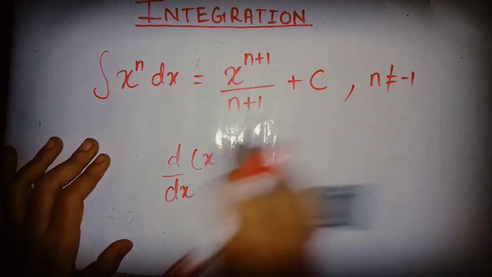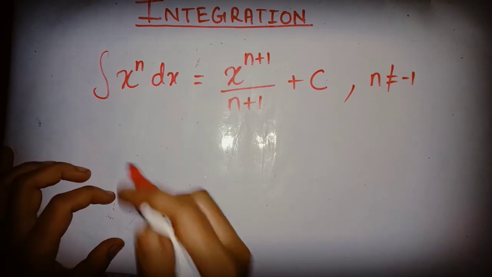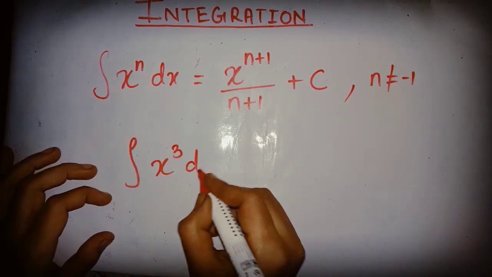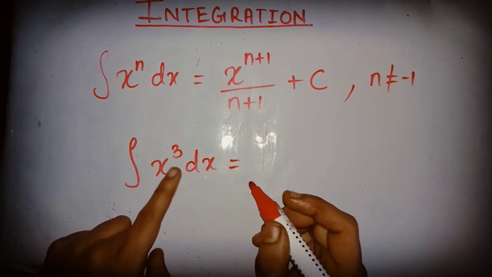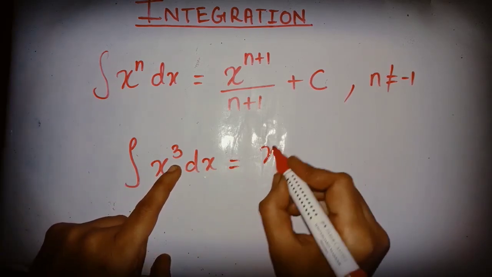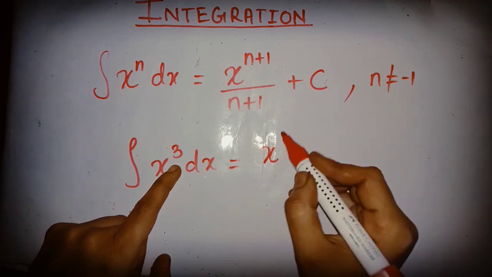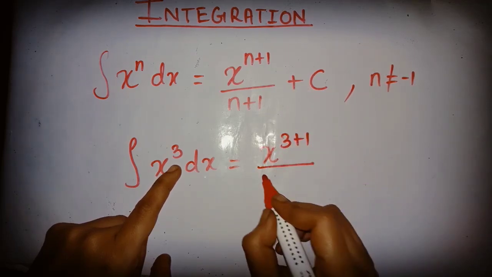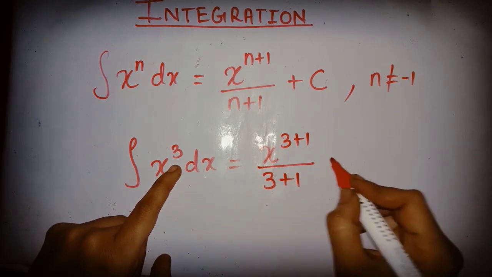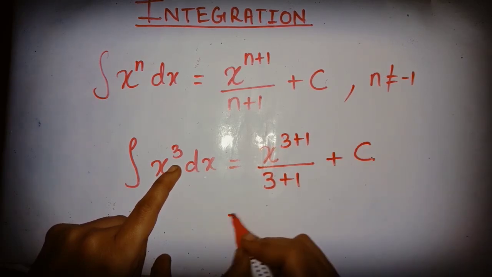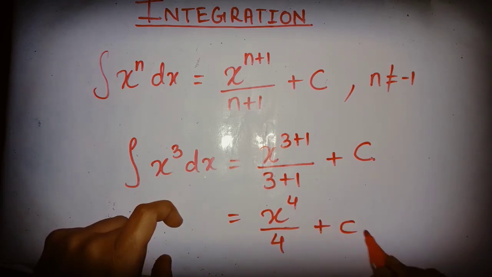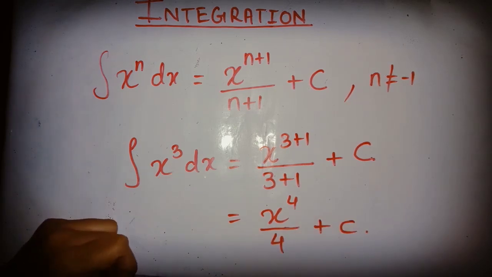So now let's take one example. Suppose you have x cube dx. So your n is 3. So x raised to n plus 1, that is 3 plus 1, upon 3 plus 1 plus c. So this is x raised to 4 upon 4 plus c. This is your integral.